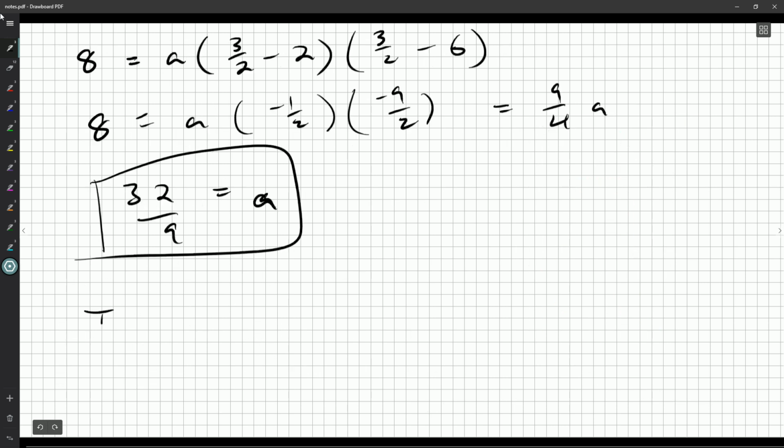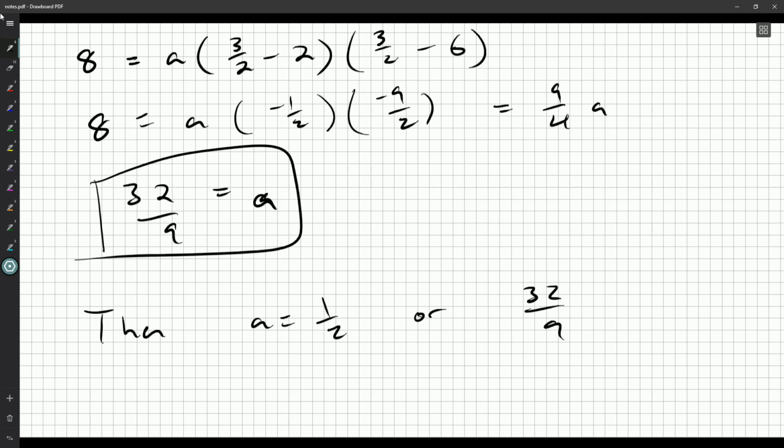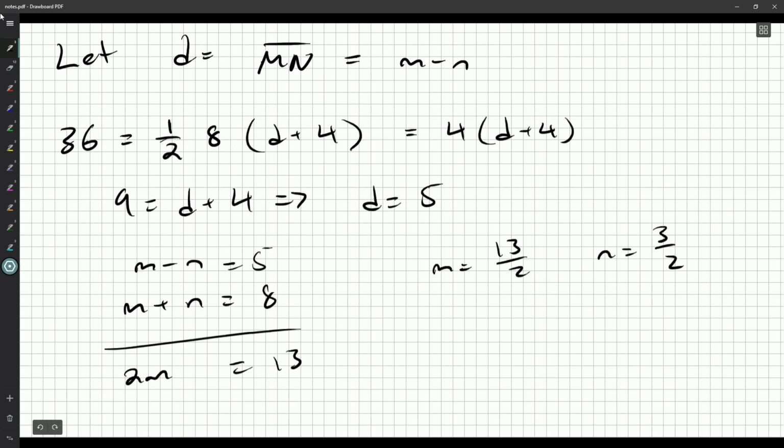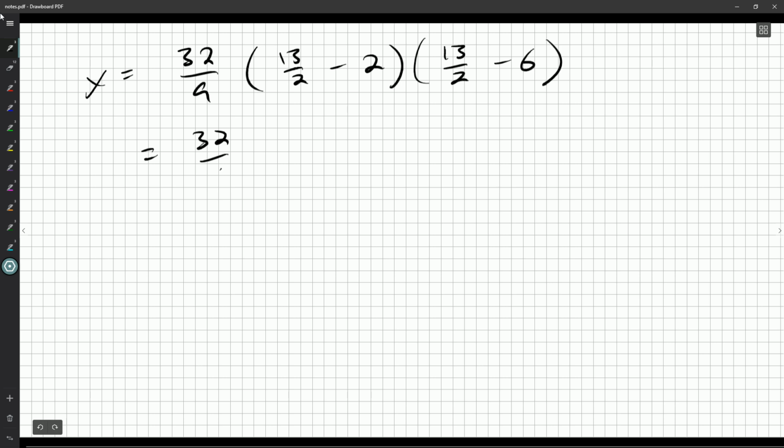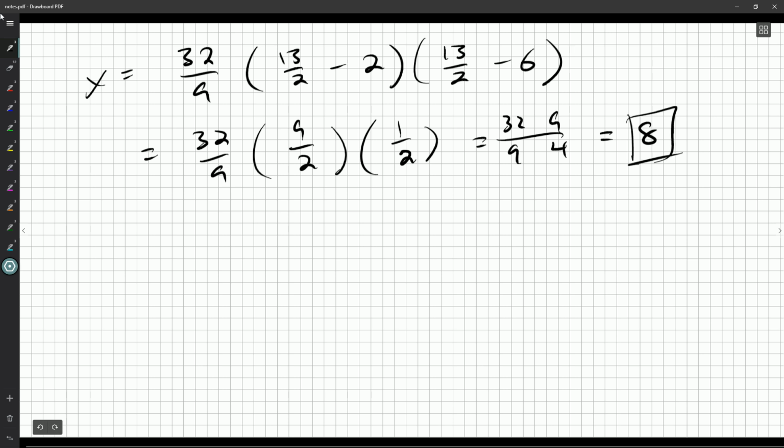So we could probably summarize. A is 1/2, or 32 over 9. I want to double check the 32 over 9 just to make absolute certain, just because, well, I screwed up the 30 and the 36 already once. So I have 32 over 9, and then what was our other point? 13 over 2. That'll be 32 over 9, 9 over 2, 1 over 2. So that'll be 32 over 9, 9 over 4, and that will leave me with the 8 that I want. Okay, I'm convinced 32 over 9 it is.